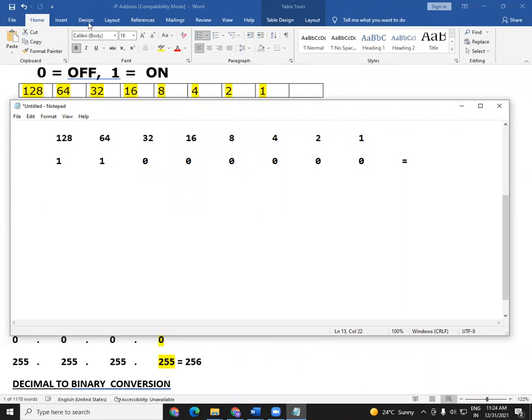Actually, we need to start from the right side. This bit value is 1. The next bit value will be 1 plus 1, how much? 2. The next bit value will be 2 plus 2, how much? 4. The next bit value will be 4 plus 4, 8. Then it is 8 plus 8, 16. 16 plus 16, 32. So every bit has a bit value. I repeat again, friends, every bit has a bit value, and these are the bit values here.